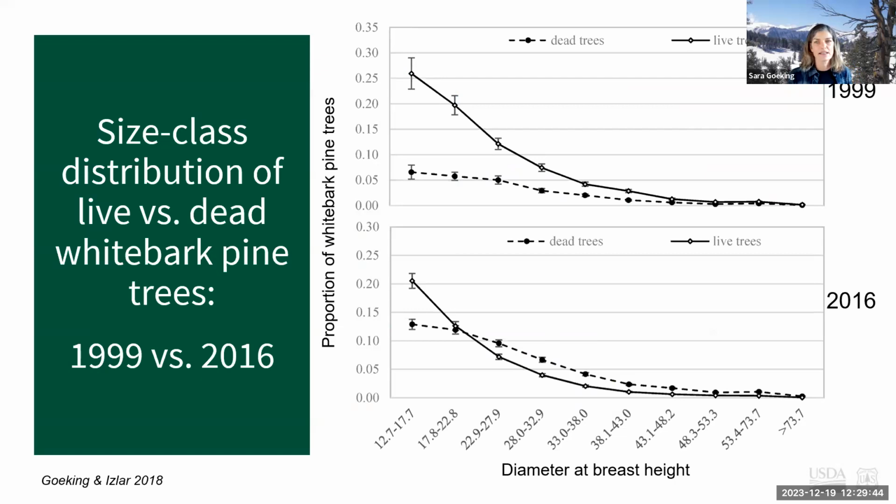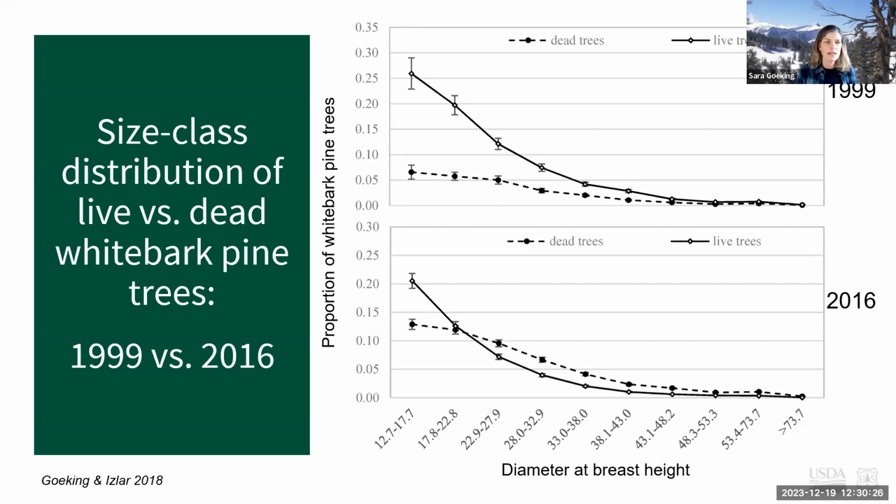So here's the size class distribution. I said we looked at numbers of trees, and here I looked at some of our pre-2000 inventories. I mentioned that the FIA sample design wasn't nationally consistent before that time. So instead of looking at total numbers of trees or total area, I looked at the proportion of whitebark pines in each size class. And I looked at live and dead trees separately. And as you can see, in 1999, there were far more live trees than dead ones. And by 2016, that had changed.